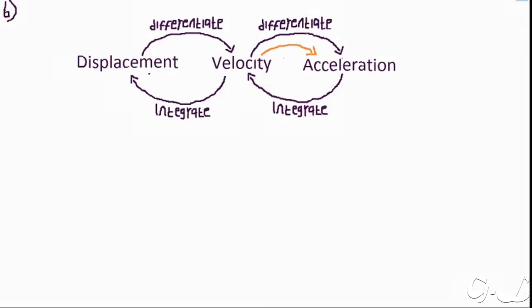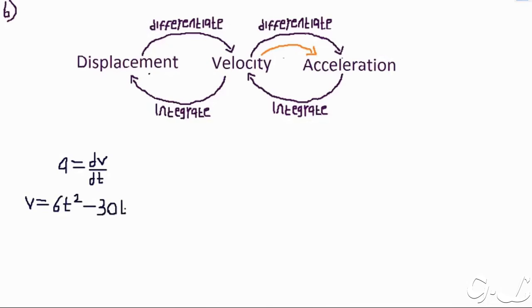So in that case, we're asked to take velocity to acceleration. It means that we have to differentiate. So a is equal to dv/dt. a is equal to dv/dt. And then we're given the equation of v is equal to 6t squared minus 30t plus 24.